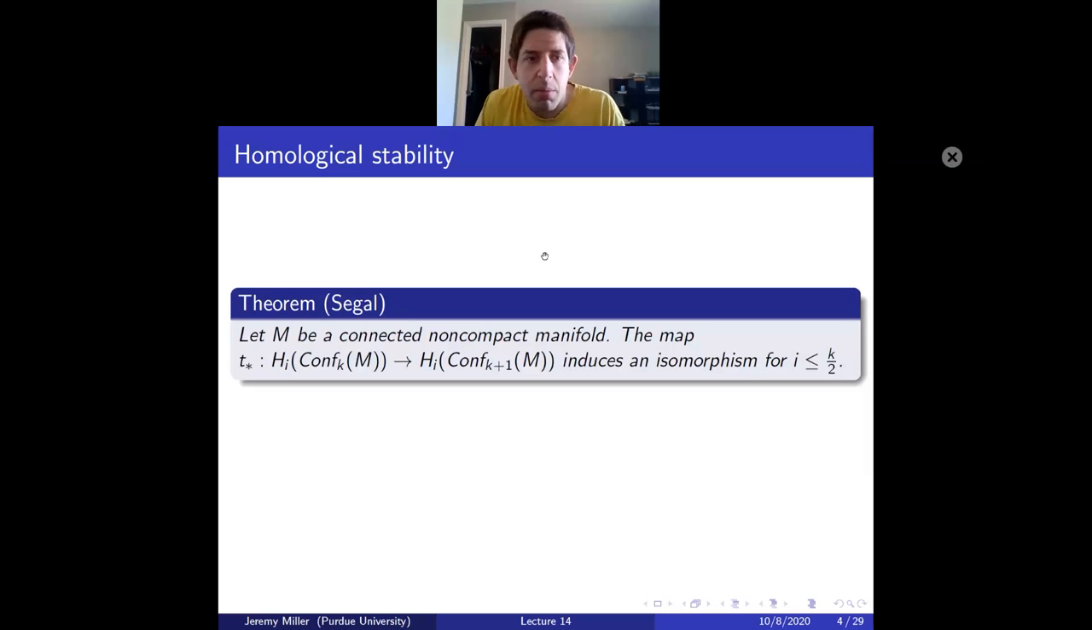And then the theorem due to Graham Segal from the 1970s says that this map induces an isomorphism on homology for i sufficiently small compared to k. So if this configuration space is a manifold, then its dimension is growing with k. And it says that in some range, the homology doesn't depend on k. As k increases, the dimension grows and the high dimensional homology changes, but eventually the homology groups become constant.